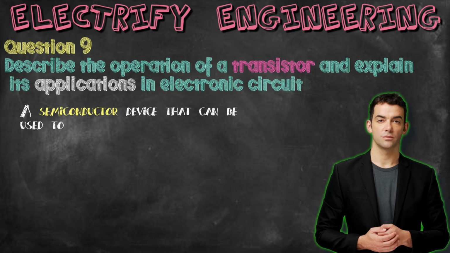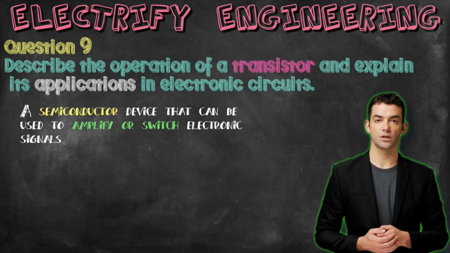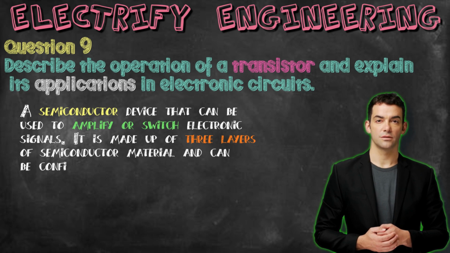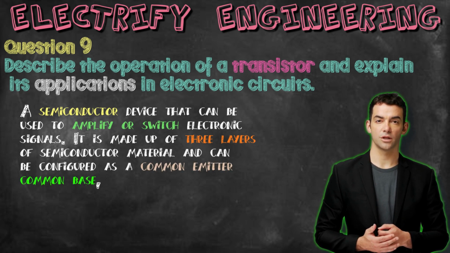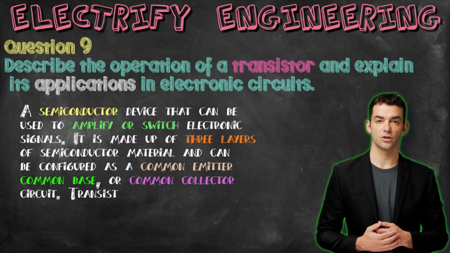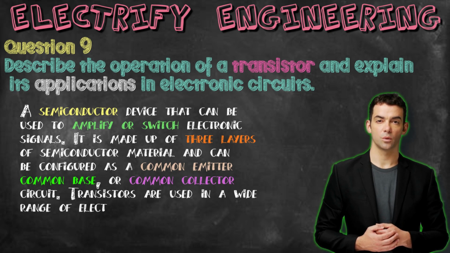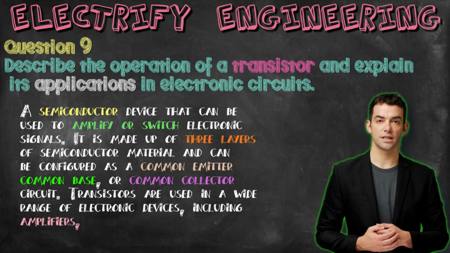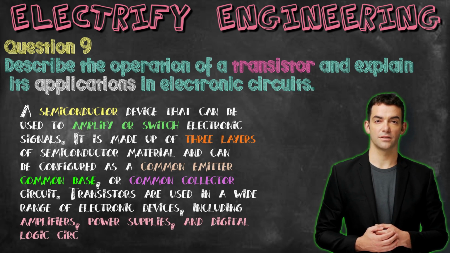Question 9. Describe the operation of a transistor and explain its applications in electronic circuits. A transistor is a semiconductor device that can be used to amplify or switch electronic signals. It is made up of 3 layers of semiconductor material and can be configured as a common emitter, common base, or common collector circuit. Transistors are used in a wide range of electronic devices, including amplifiers, power supplies, and digital logic circuits.